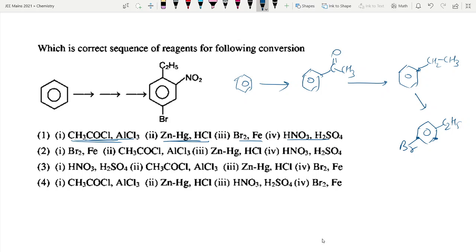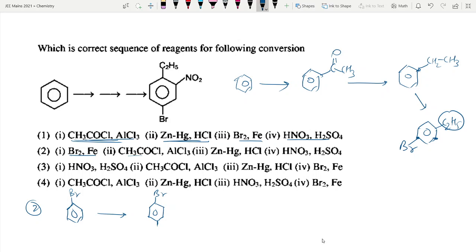Bromine is also ortho para directing, but if you go into the electron densities, it is close, but I think still C2H5 will be more important here, and we can get this one. Let's hold on and check the other options. Second option, you use Br2 Fe, then you get a Br. Then you use CH3COCl and AlCl3, then you do the acylation, and this time the acylation will be at ortho or para. So we'll go with para.